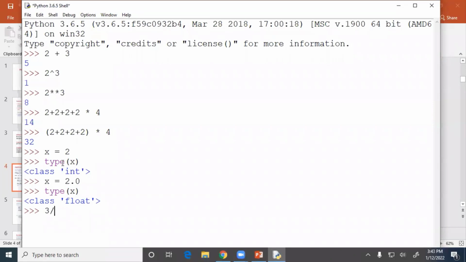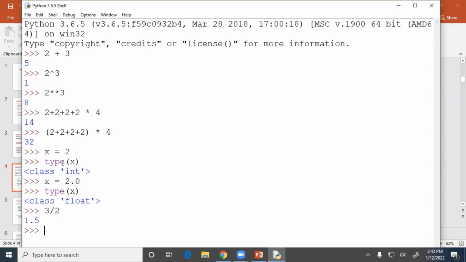I'm going to ask you now a very simple equation. Let's say 3 divided by 2. What is the answer going to be? Is it 1 or 1.5? Remember, I'm dividing an integer by an integer. Who said 1.5, guys? It's going to be 1.5.